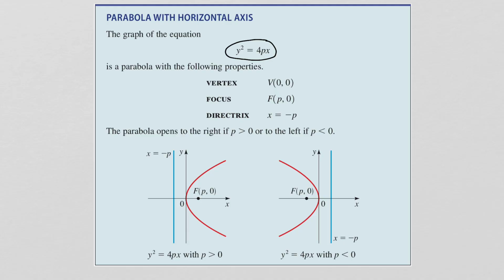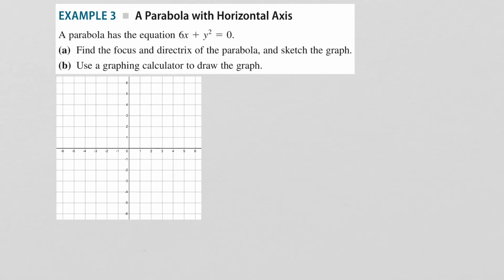Now, in this case, of course, p is going to help us locate the focus, which is horizontally located from the vertex. Let's take a look at an example. Suppose we have 6x plus y squared is equal to 0. If you solve for y squared, we get y squared is equal to -6x. And if you compare this with the formula y squared equals 4p times x, then this means that 4p must be equal to -6. And so p is going to be -3/2.